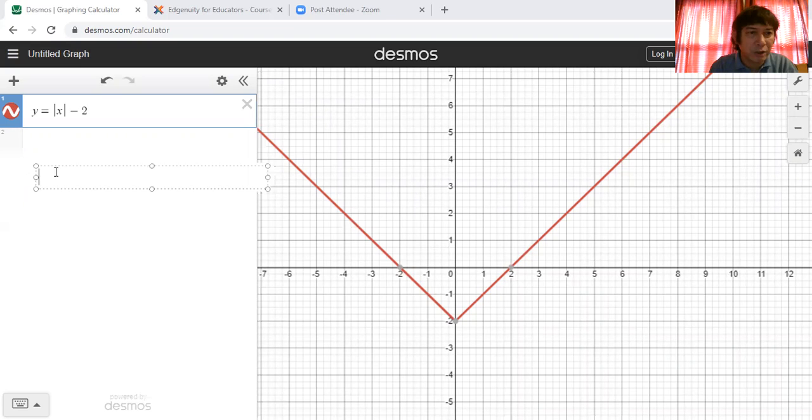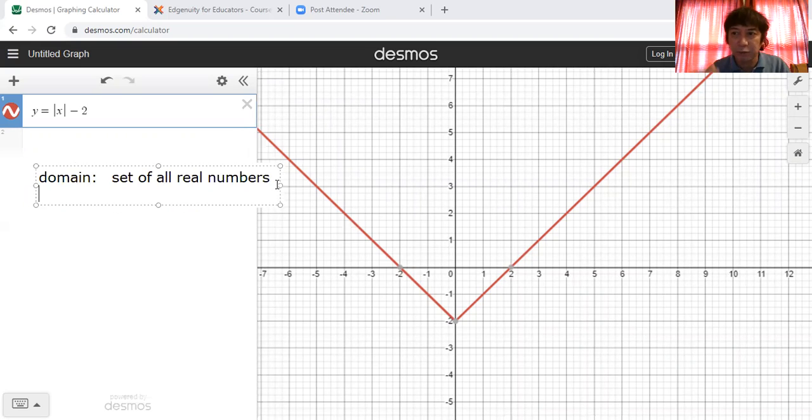All right, let's start with the domain. Of course, this will be the set of all real numbers. And then we determine our range. And it's very easy to see. It is restricted at -2 or higher. So our range will be y higher or equal to -2. You can also use the symbol y greater than or equal to -2.